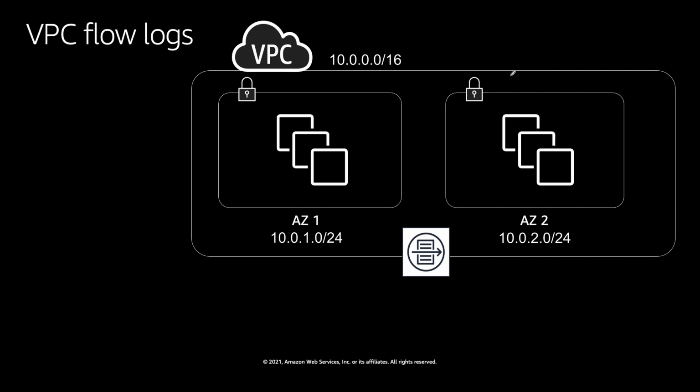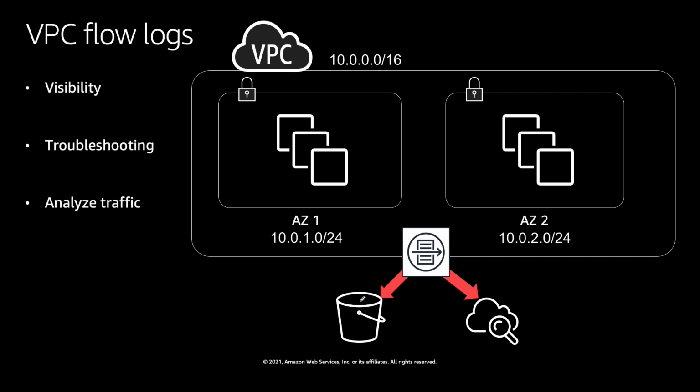Okay, and once it reads, it needs to store that data somewhere, right? So you can save that data either on S3 or CloudWatch, and you can then analyze the data using Athena or any of the analytics tools, which is saved in CloudWatch or S3, right? So basically you can use VPC flow logs for troubleshooting or analyzing traffic or for better visibility of what is going on in your VPC.